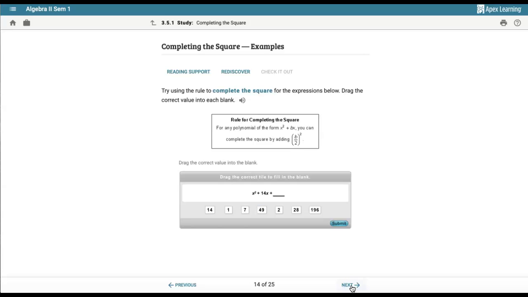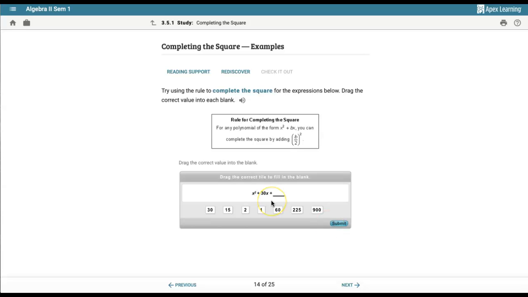All right, so again, keeping that in mind here, you're going to take 14 divided by 2 is 7. 7 times 7 is 49. And this one you can't do, I believe, because it's a drag and drop, so I'll do it for you. We've got x squared plus 8x plus blank. So 8 divided by 2 is 4. 4 squared is 16.